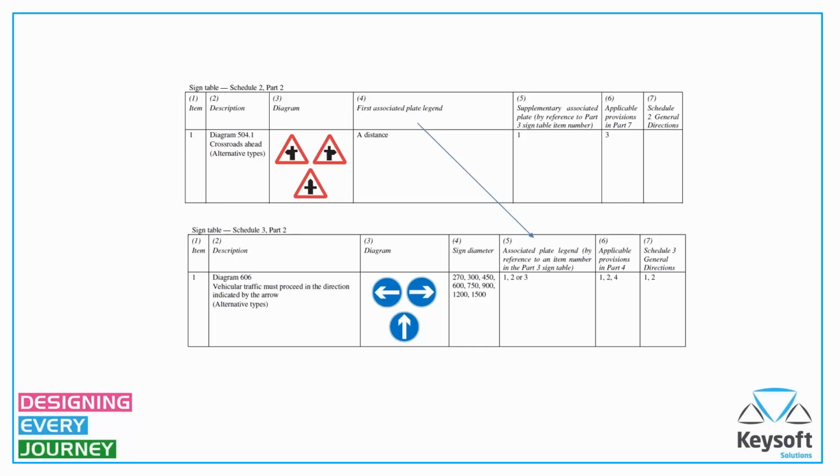The first associated plate legend and the associated plate legends are in different columns because the sign diameters are in column 4, so that pushes the legend across to column 5. So in terms of referencing, if somebody says, oh, it's the legend I've taken from Schedule 3, Part 2, column 5, then it's not quite so easy to remember these things, I think.